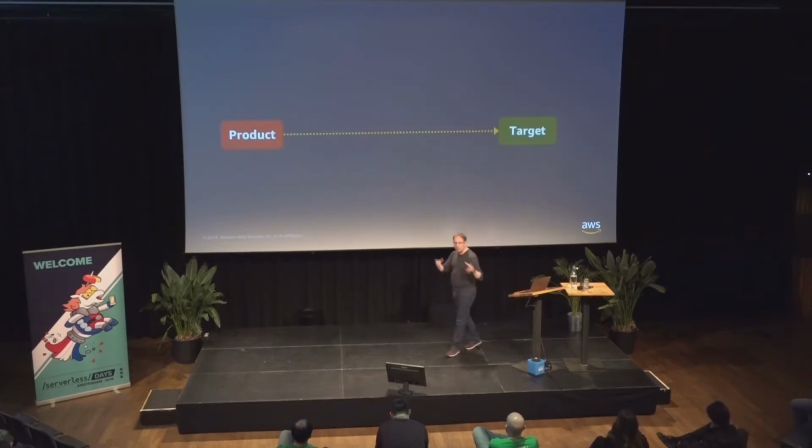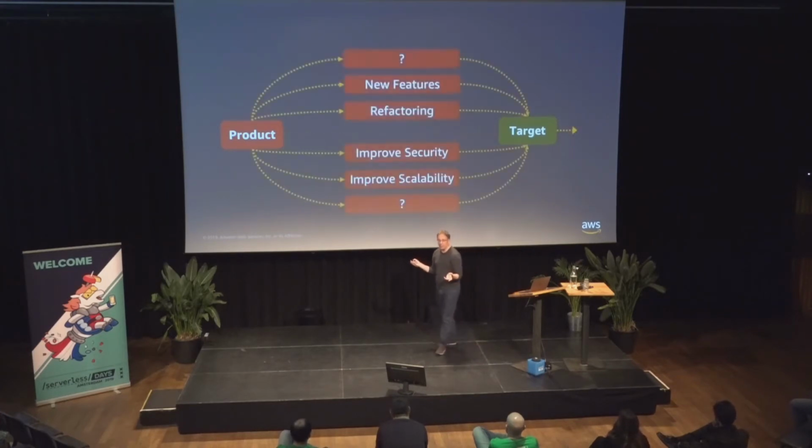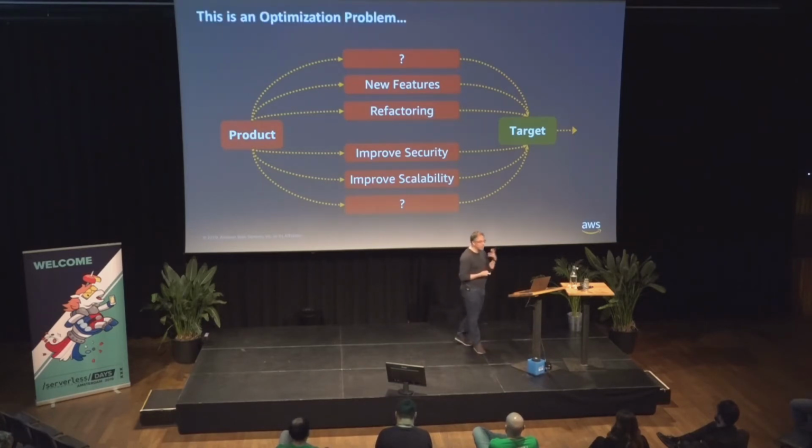So we have this product that we want to evolve, and we want to reach some target. That's what we want to give to our customers. And at any point in time, we have multiple decisions that we can take. What should I focus my energy on? For example, should I focus on adding a new feature or doing some refactoring to reduce the technical debt? Should I improve the security or maybe the scalability or any other non-functional requirement of my application? So how can I decide what to do?